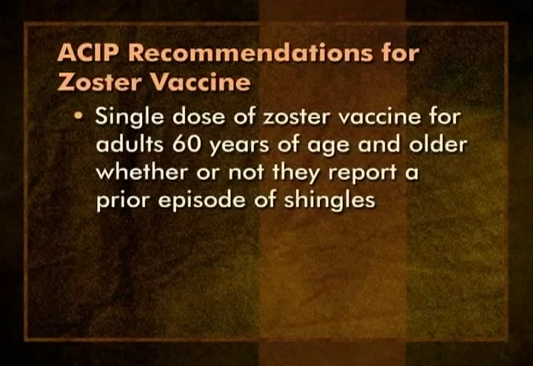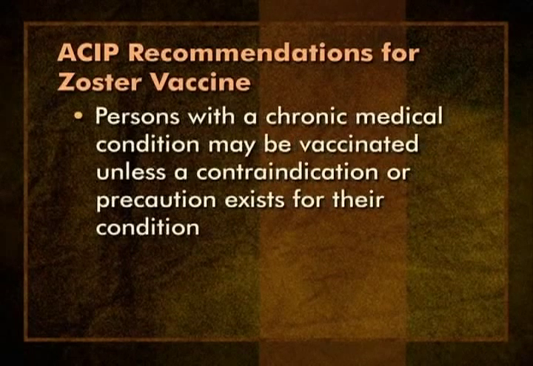The ACIP recommendation is for a single dose of zoster vaccine for adults 60 years of age and older, whether or not they report a prior episode of shingles. Off-label use of zoster vaccine in persons younger than 60 years is not recommended. Persons with a chronic medical condition may be vaccinated unless a contraindication or precaution exists for their condition, such as immunosuppression. We'll come back to contraindications and precautions in a moment.